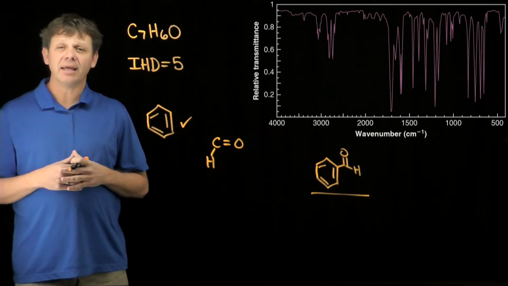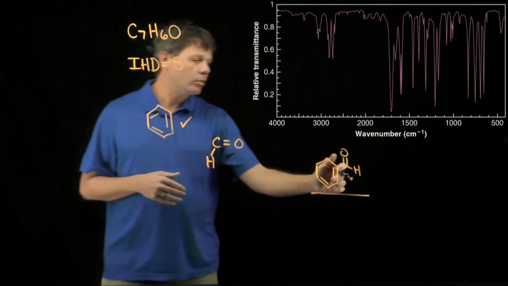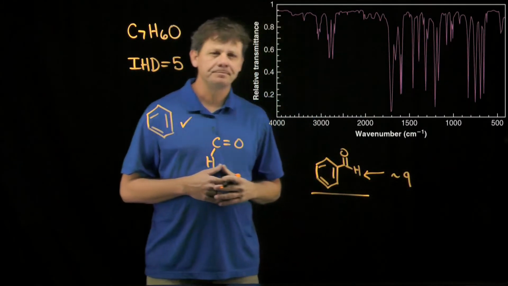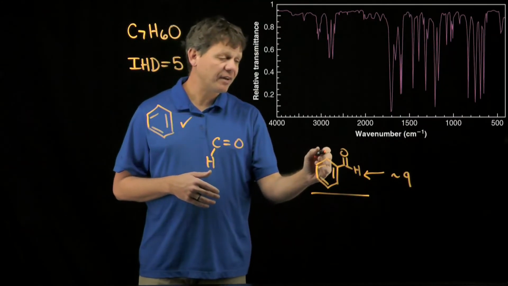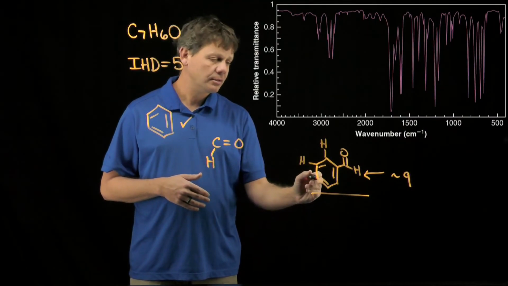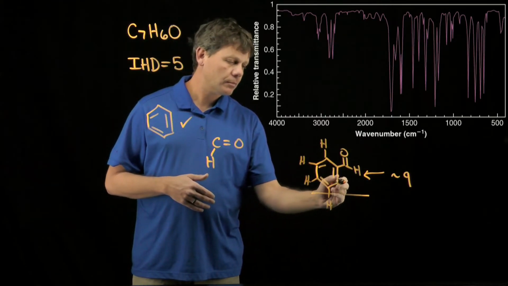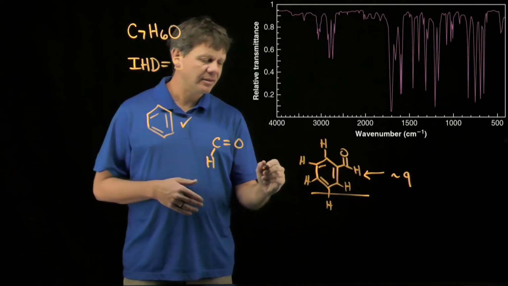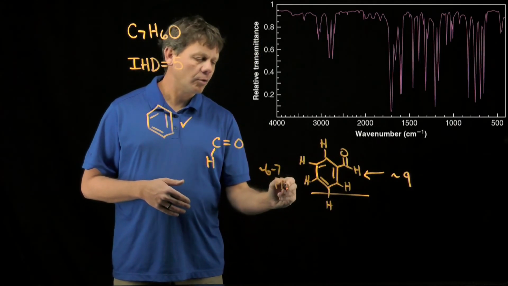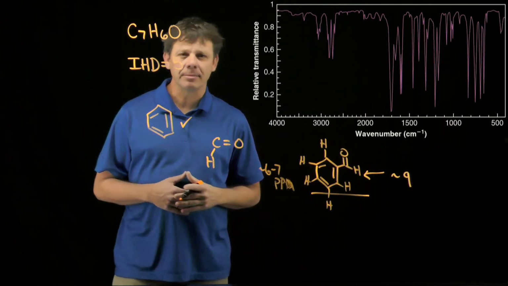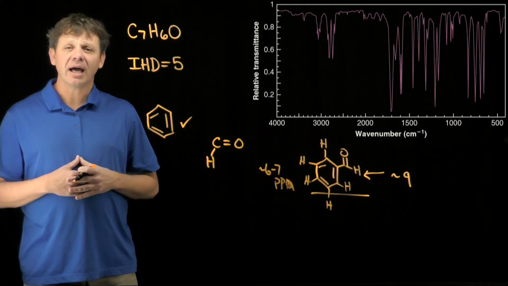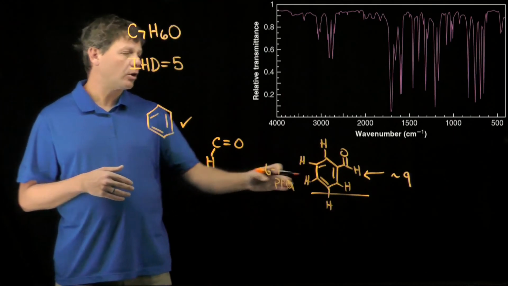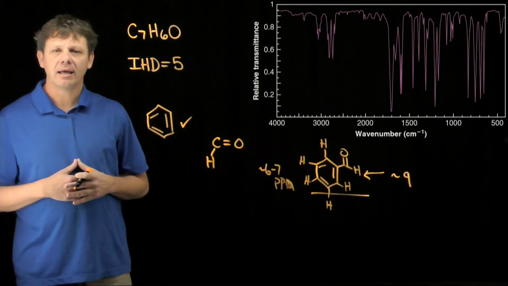Well, what would we look at in the NMR spectrum to discover that? Well, we would look for this hydrogen to be represented by a signal around 9. And then we would expect the 5 aromatic hydrogens, I'll draw those in. We would expect those to be around 7, between 6 and 7 parts per million. So ppm, not ppb. We would expect to see hydrogens between 6 and 7 parts per million for the aromatic hydrogens, and we would expect to see a signal around 9 for the aldehydic hydrogen.